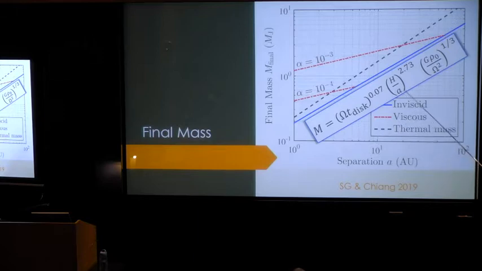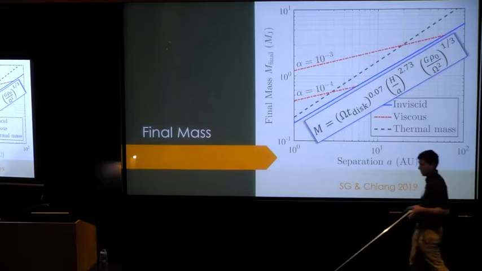We do depend on h over a, the aspect ratio of the disk, its height over its radius. And we depend on rho naught, the ambient unperturbed density of the disk, which is basically a parameterization of the total mass of the gas in the disk. And most importantly, this final mass does not depend on alpha. It does not depend on the Shakura-Sunyaev viscosity, or on any viscosity, because we are in the inviscid limit.